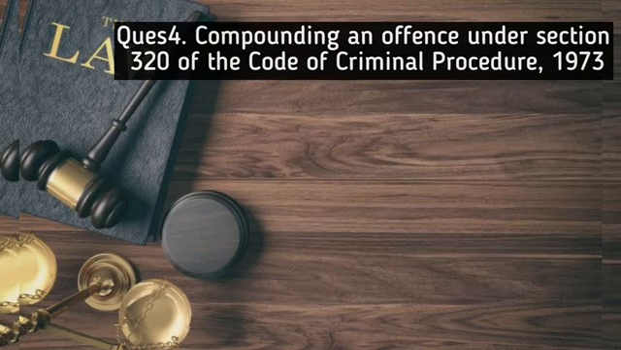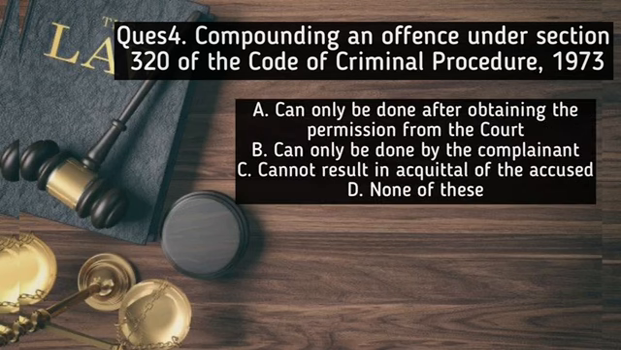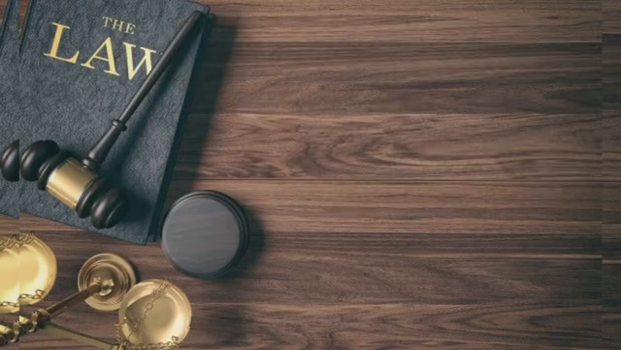Compounding an offence under section 320 of the Code of Criminal Procedure 1973. Option A, can only be done after obtaining permission from the court. B, can only be done by the complainant. C, cannot result in acquittal of the accused, and D, none of these. And the answer is option D, none of these.